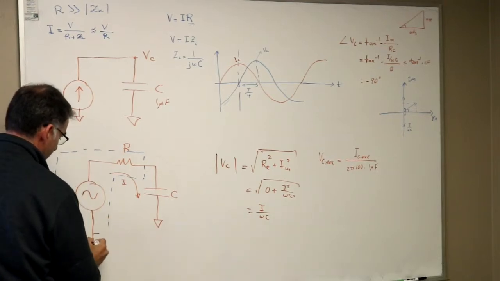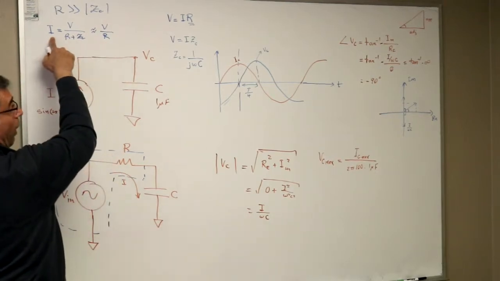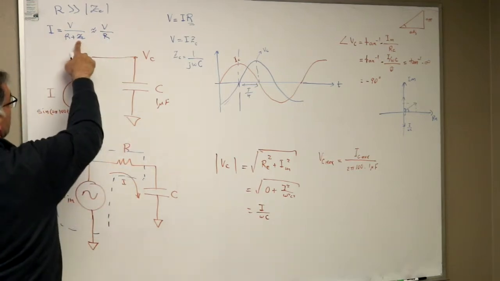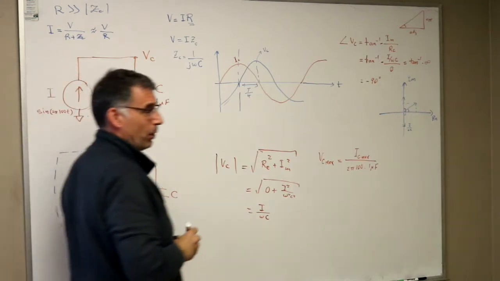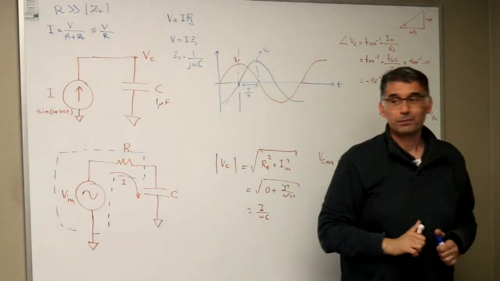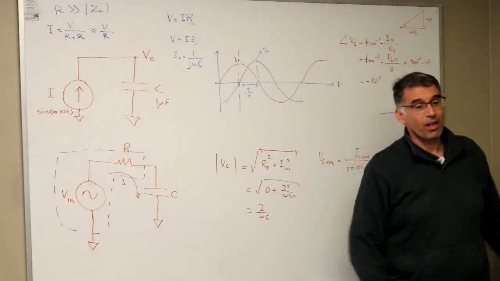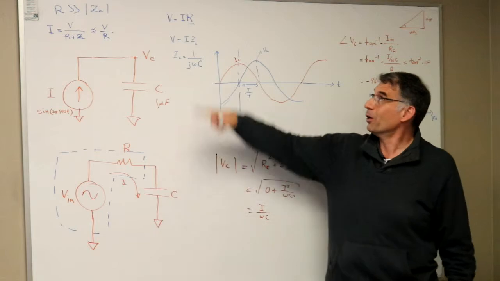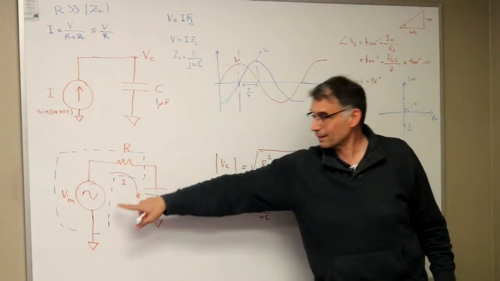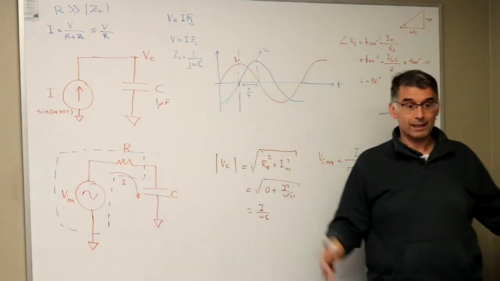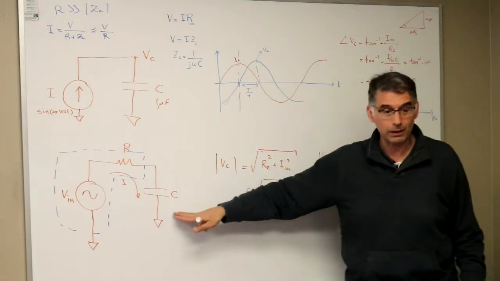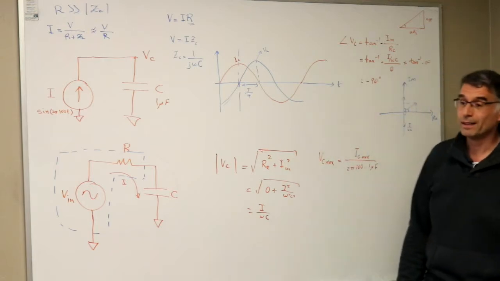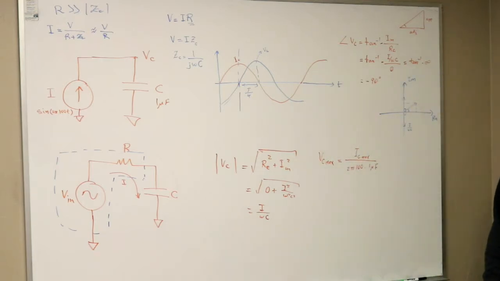Right here, the I will be set to V over R as long as this ZC is smaller, right? So if I did this, then you guys can just look at the voltage here, knowing what this resistance is and what the voltage is, what the current is, and then go through the same calculations and figure out what the capacitance is. As long as R is much, much greater.